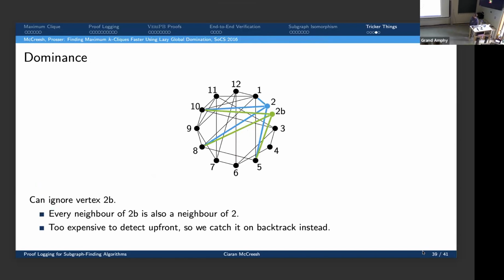Dominance. In the clique problem, suppose we have this vertex 2b. Every one of the neighbors of 2b is also a neighbor of vertex 2. So if you give me a clique that contains vertex 2b, I can give you a clique which is at least as big by switching vertex 2b to be vertex 2. So in this particular case, there is no reason to ever include vertex 2b in a clique. Some solvers do this, but they detect it dynamically. The question is how we justify this during search.